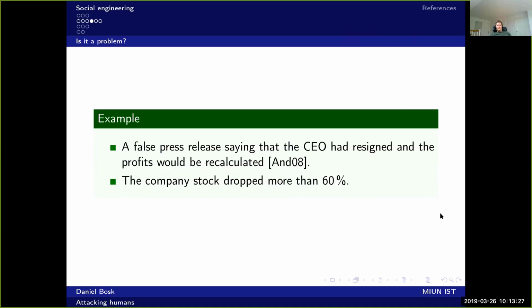Another example was a false press release saying that the CEO of a company had resigned and the profits would be recalculated. Due to this hoax, the stock dropped more than 60% before the hoax was revealed.